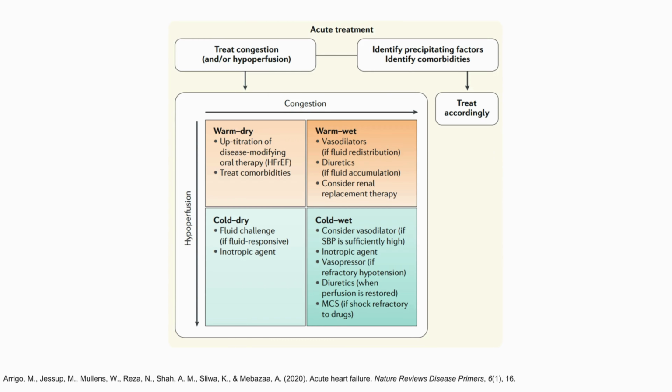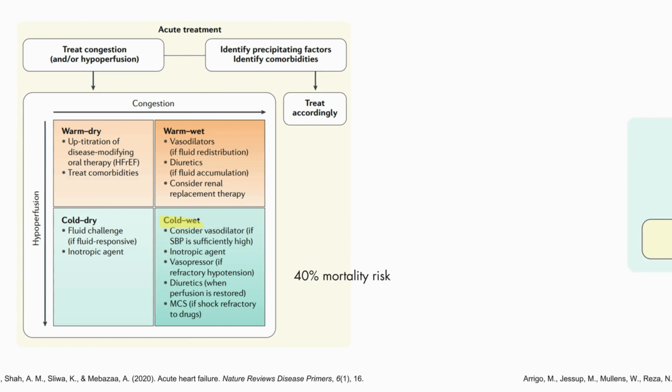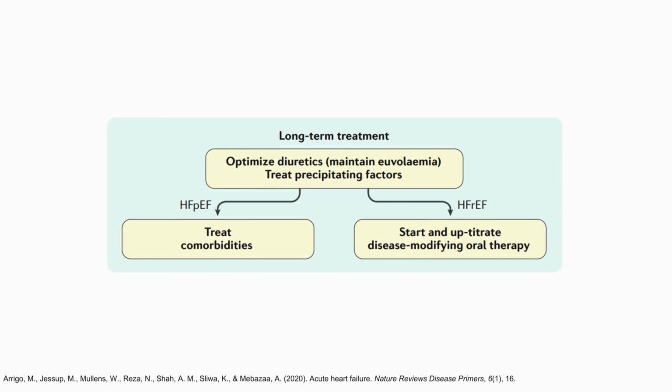For example, warm and dry patients have a 6-month mortality rate of 11% as compared with 40% for the cold and wet profile. When we talk about the long-term treatment for heart failure, we should optimize diuretics. This is to maintain euvolemia, treat precipitating factors, and if the ejection fraction is preserved, then treat comorbidities. And on the other hand, if it's reduced, we should start and up-titrate disease-modifying oral therapy.